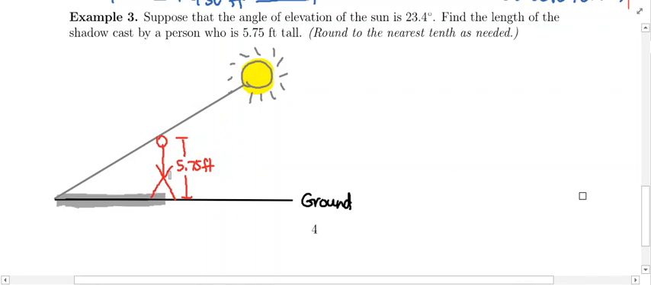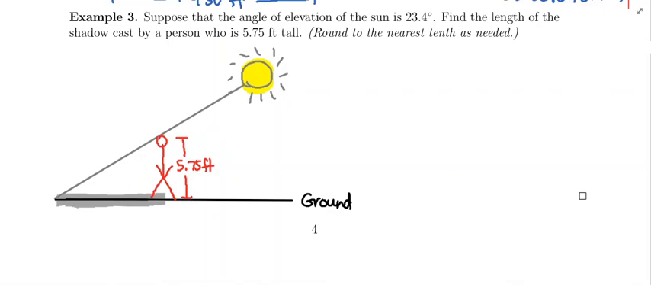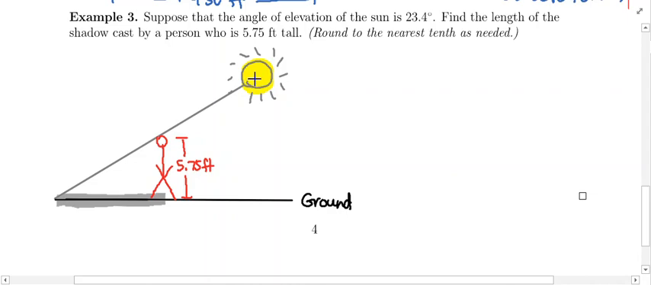shadow. So what we will see here, if we extend this, is that we can make two different right triangles. You can think of this as a right triangle, if we draw down from the sun here, like this. And then we can have another right triangle if we draw through the center of the person.